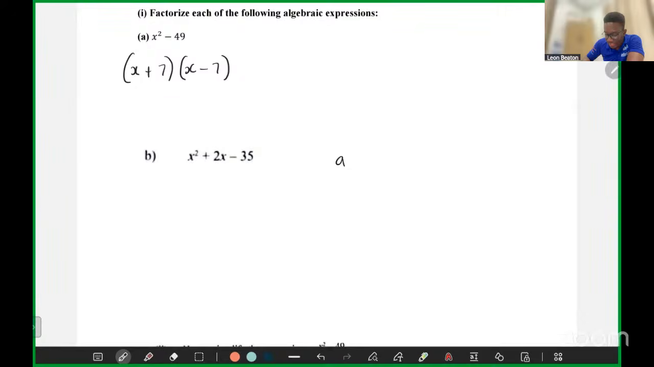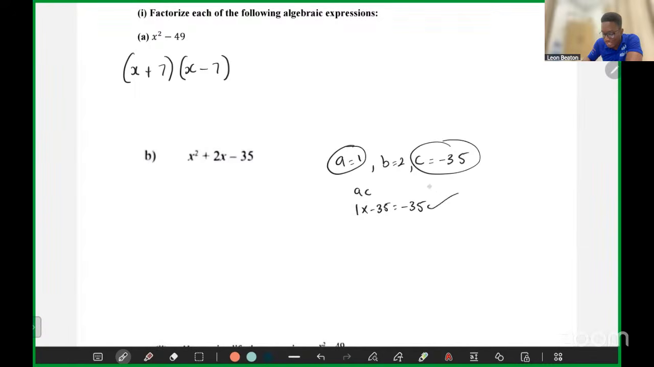So we have A, B, and C. A is the number in front of the x squared term, which is 1. B is the number in front of the x term, which is 2. And C is the number by itself, which in this case is negative 35. So A times C would be 1 times negative 35, which is equal to negative 35. Then we already used A and C, and we want a number now. When we multiply it, we should get negative 35, and when we add it, we should get B.